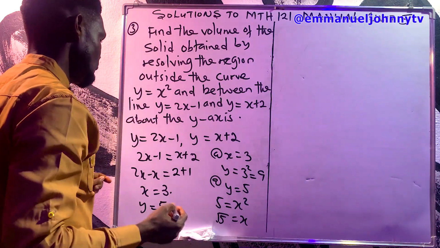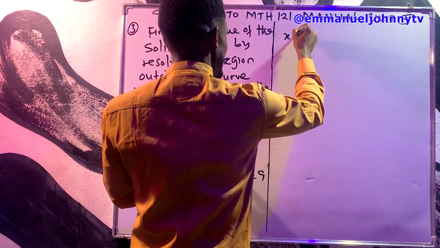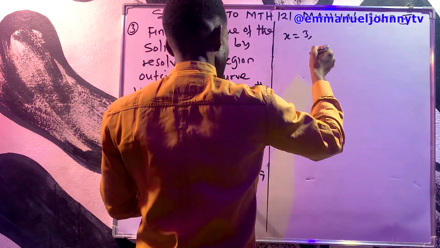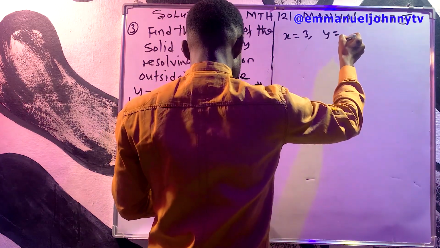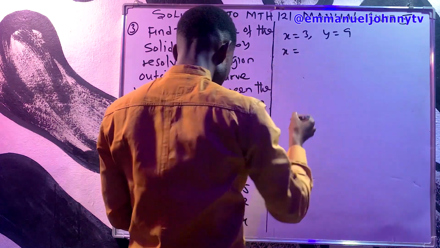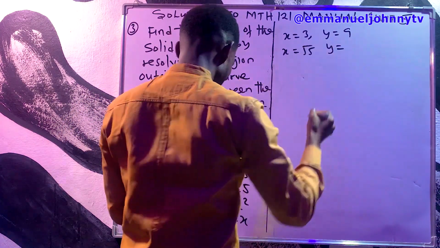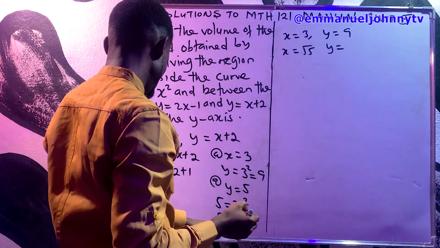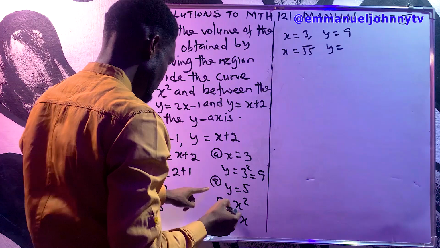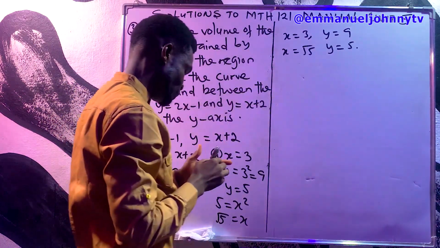So that means that at x equals 3, y equals 9, and at x equals root 5, y equals 5.